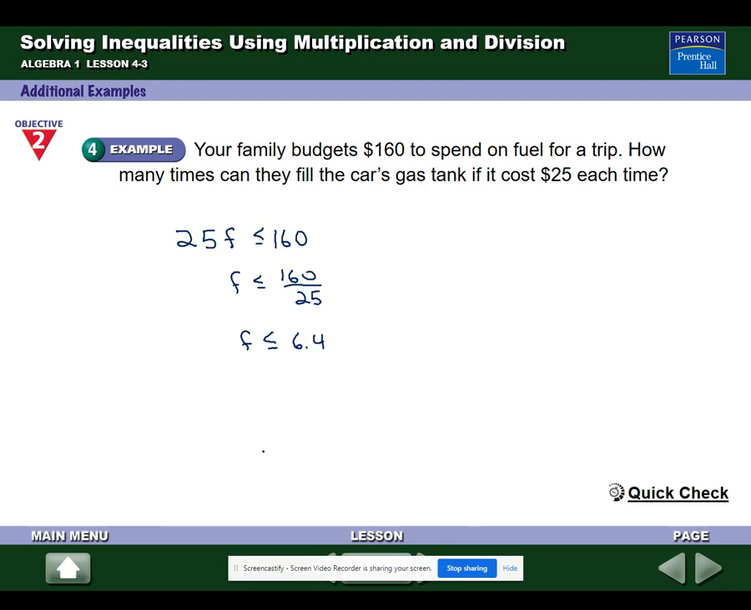So if we're talking just fill-ups, like if we're stopping for gas, we're filling the tank all the way up, we're talking 6. But actually it's 6.4, like you could do that 6 times, then you'd have a little bit of money left over to, I don't know, maybe get you the last little bit. Anyway, that's the solution. 6.4 fill-ups.